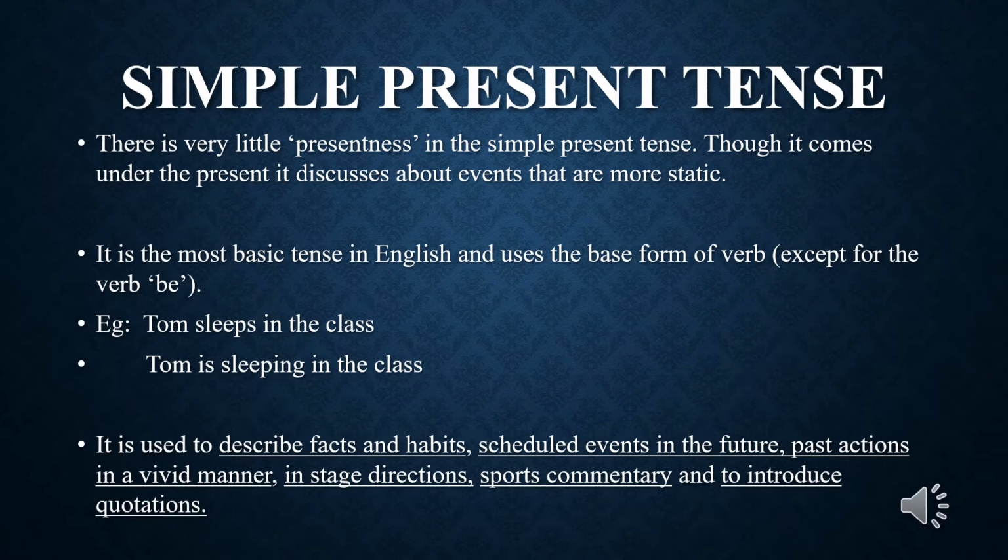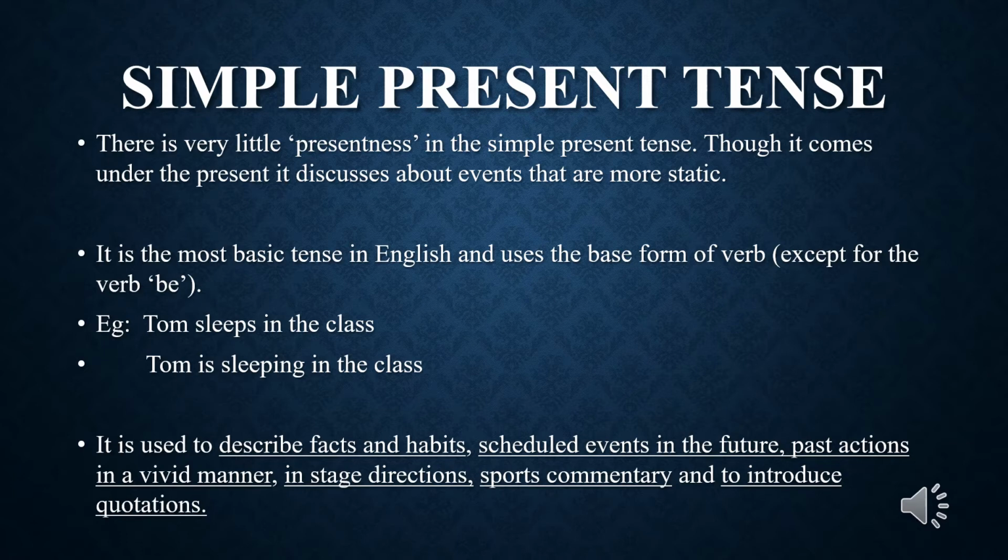Now, let's look at an example. Here, two sentences are given. The first sentence is, Tom sleeps in the class. And the second sentence is, Tom is sleeping in the class. The first sentence uses simple present tense where the basic form of the verb sleep is used. Here, the speaker is not referring to an action that is happening right now, but rather a habit. Tom sleeps in the class means there is a habit with him to sleep in the class.